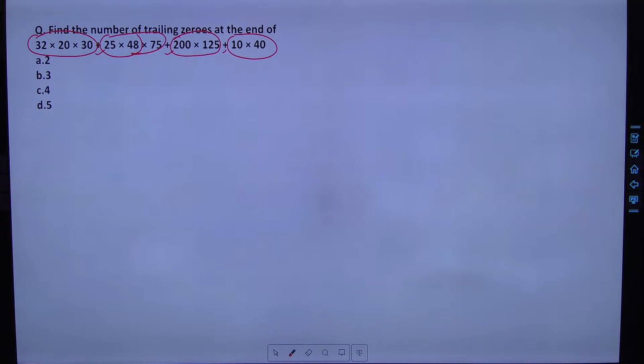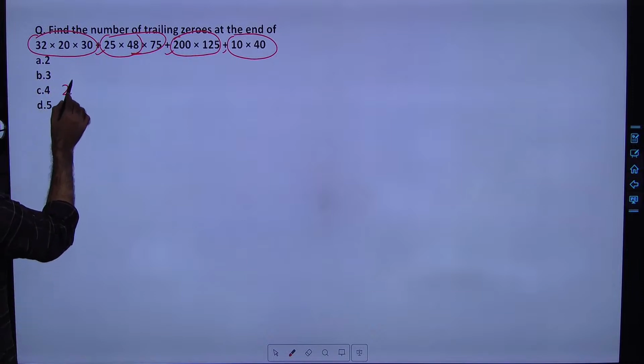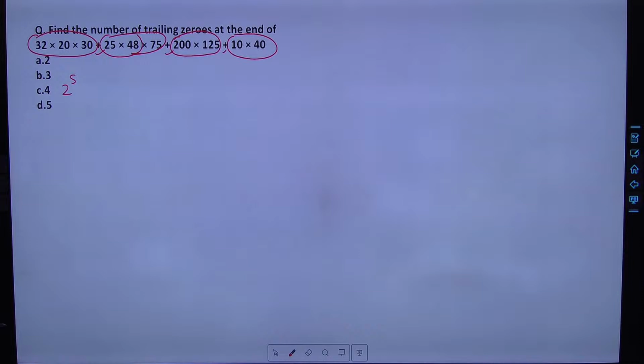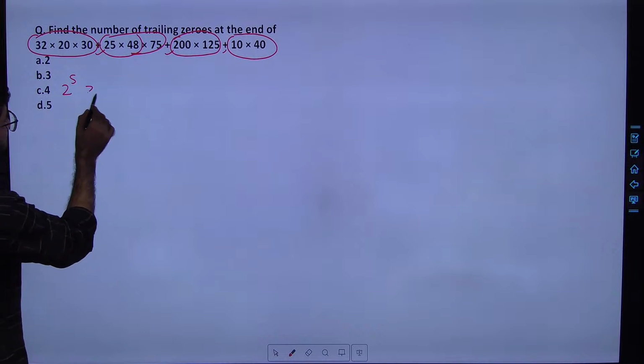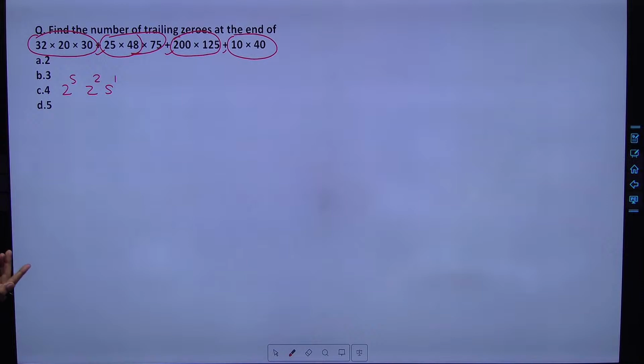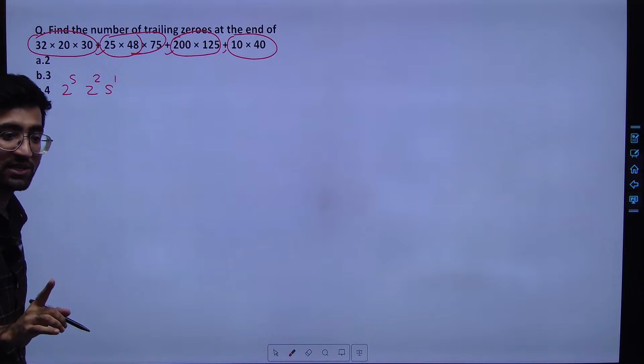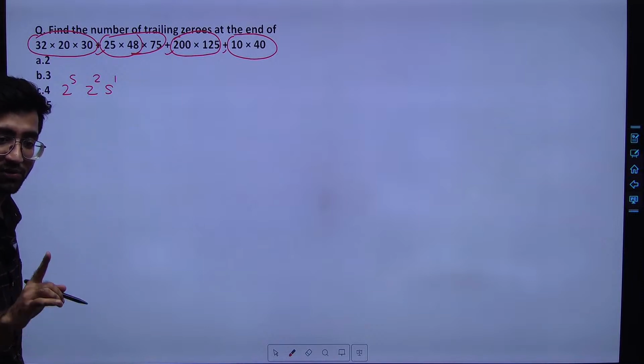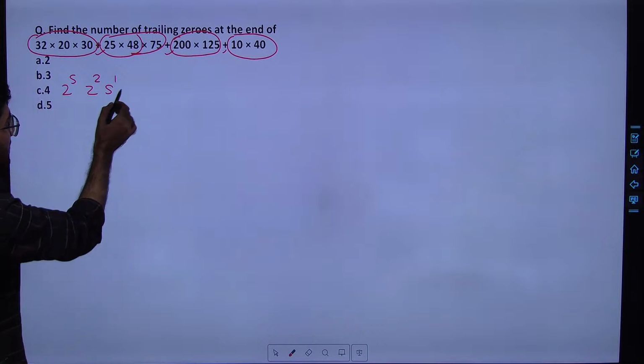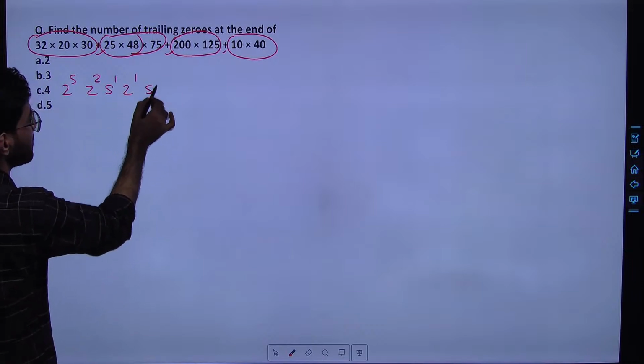Okay, let us start solving this question. If you look at 32, in 32 there is basically 2 to the power 5, right? 2 to the power 5 is equal to 32. In 20, there is 2 to the power 2 and then there is 5 to the power 1. 2 to the power 2 is 4, into 5 is 20. And in 30, you can say 30 is equal to 2 into 3 into 5. So there is 1 2 and there is 1 5, right?